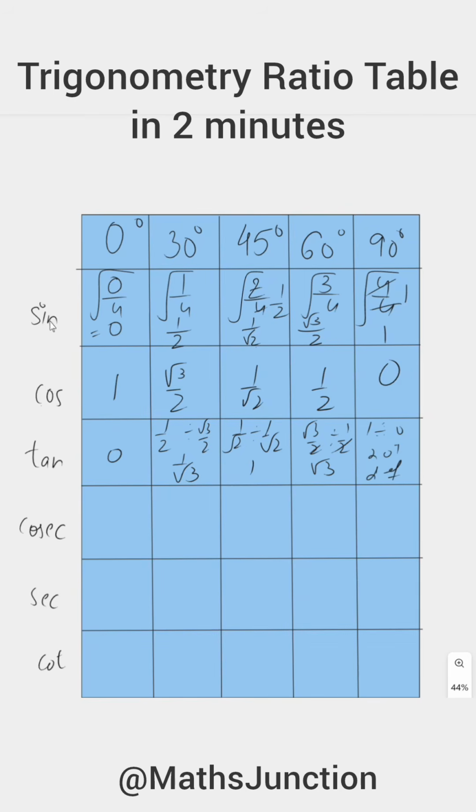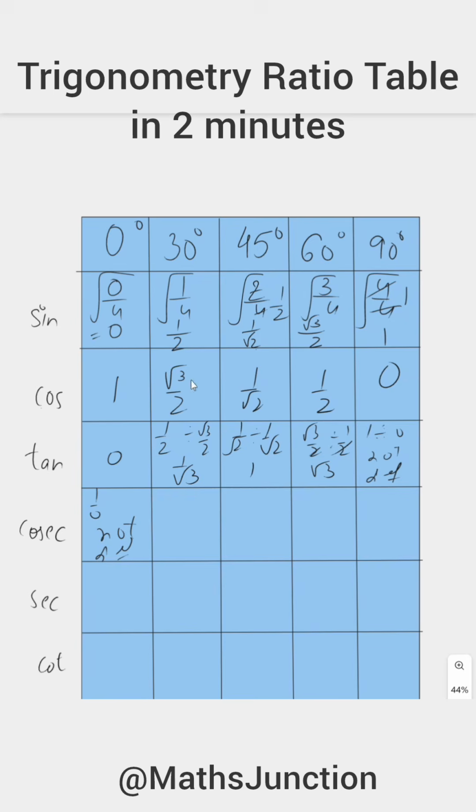Now cosecant is 1 upon sine. That means 1 upon 0 is again not defined. 1 by 2 is 2, 1 by root 2 is root 2, root 3 by 2 becomes 2 upon root 3, just reverse their values, 1 upon 1 is 1. Secant is again 1 upon cos, so reverse the values, 1, root 3 by 2 becomes 2 by root 3, 1 by root 2 becomes root 2, 1 by 2 becomes 2, 0 becomes again not defined.